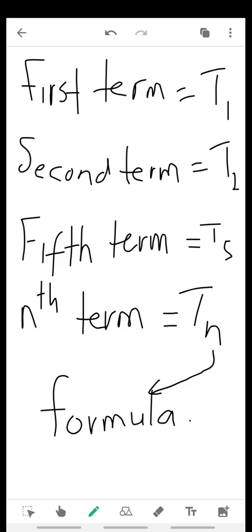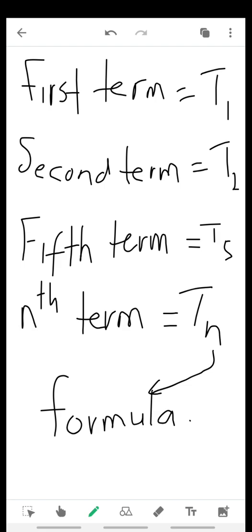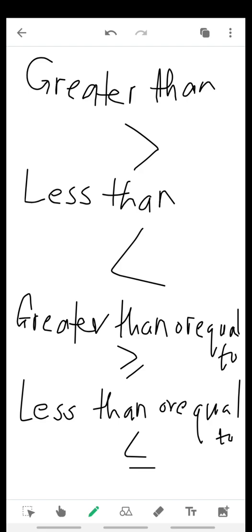Now that means in a sequence, if I have 2, 4, 6, 8, 10, and then an ellipsis, and you are given 500, what does it mean? Your 500 is the last term of the sequence, and it represents Tn. I hope I'm very clear on that one. Now moving on. This is what I've already covered: greater than, less than, greater than or equal to, less than or equal to. These are your inequality symbols that you need to remember when we deal with number patterns.